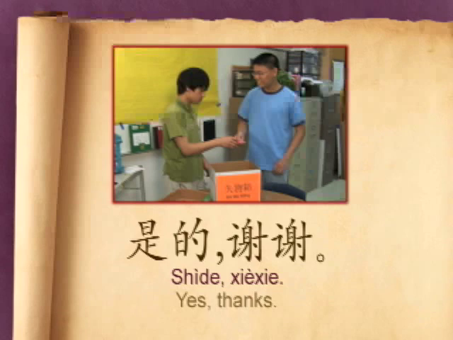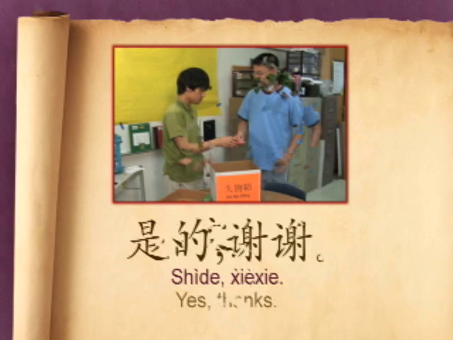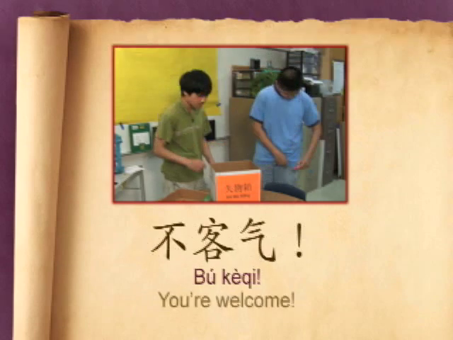是的，谢谢。Listen carefully. 是的，谢谢。Now, say it with me 3 times. 是的，谢谢。The last phrase said was 不客气. You are welcome. Listen. 不客气。Now say it with me 3 times.